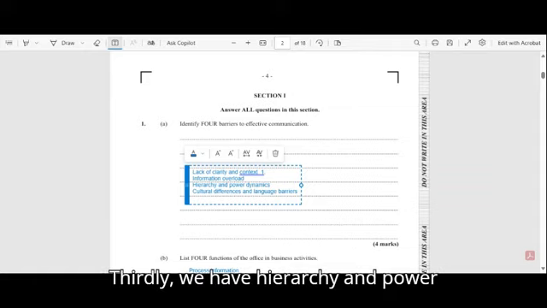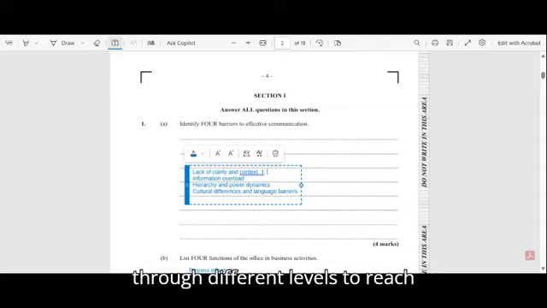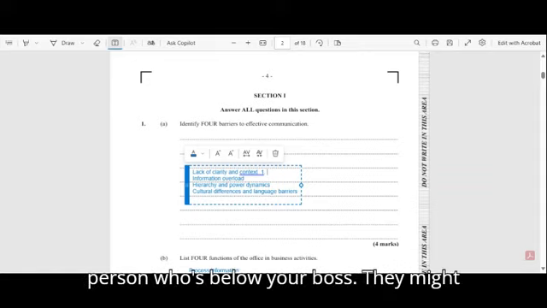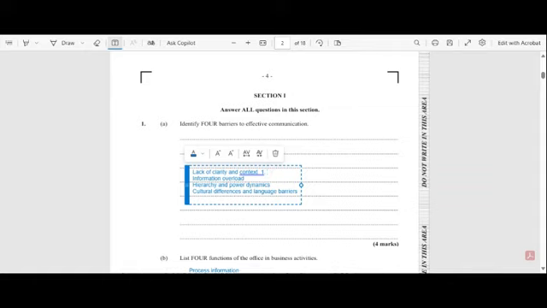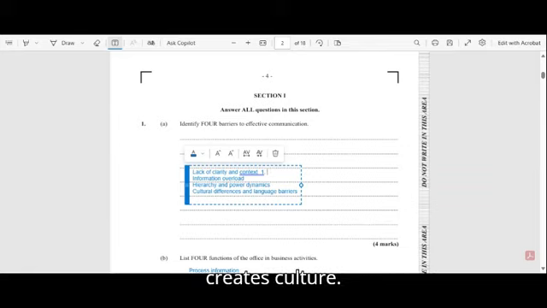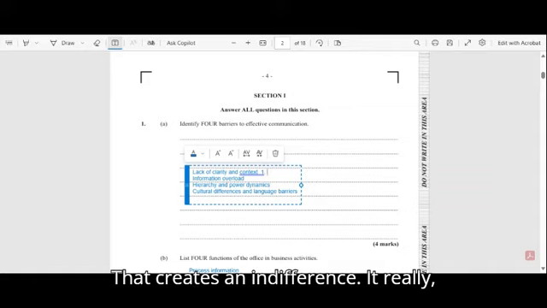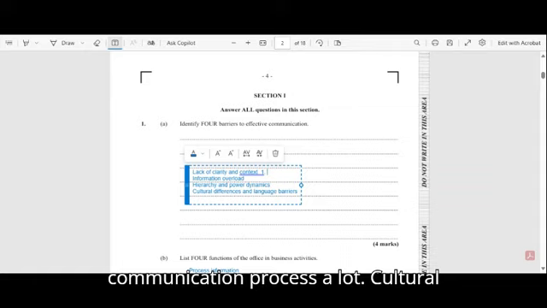Thirdly, we have hierarchy and power dynamics. In a business, we know that there are different hierarchies, and you might want to get through to your boss, but you need to go through different levels to reach your boss. And when you tell the person who is below your boss, they might misrepresent the data and tell him something totally out of context that you did not intend to say, and that creates an indifference. It really messes up the communication process a lot.